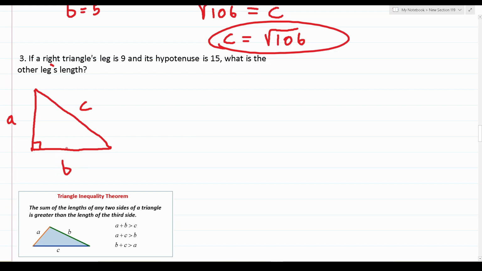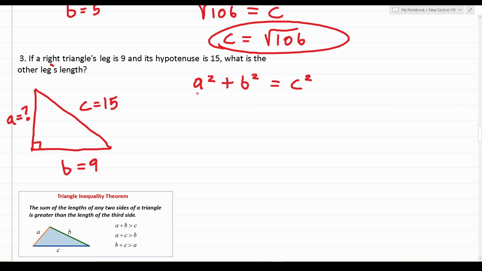Well, let's reread this problem. If a right triangle's leg is 9, so we know one of its legs is 9, so we'll let B be 9. And its hypotenuse is 15, so C in this case is going to be 15. What is the other leg's length? So in this case, we don't know what A is. So we're going to be solving for A ultimately. And we're going to use the Pythagorean theorem to do that. Again, A squared plus B squared equals C squared.